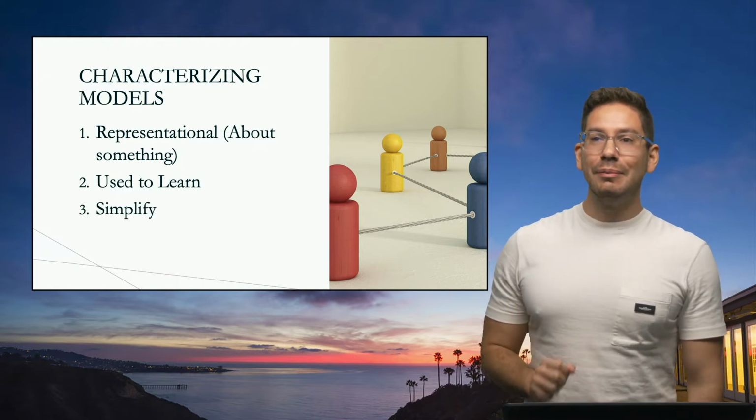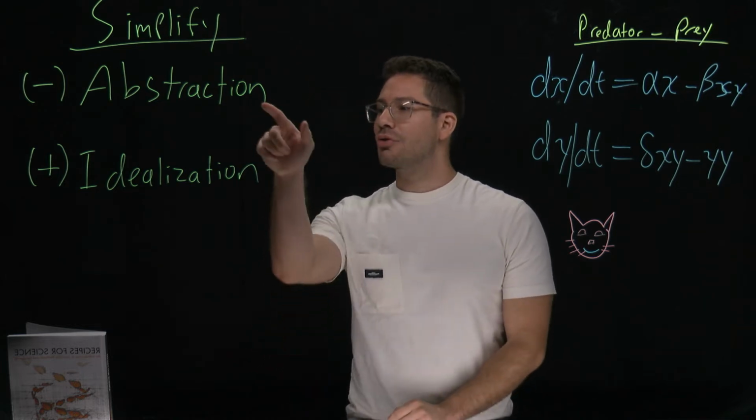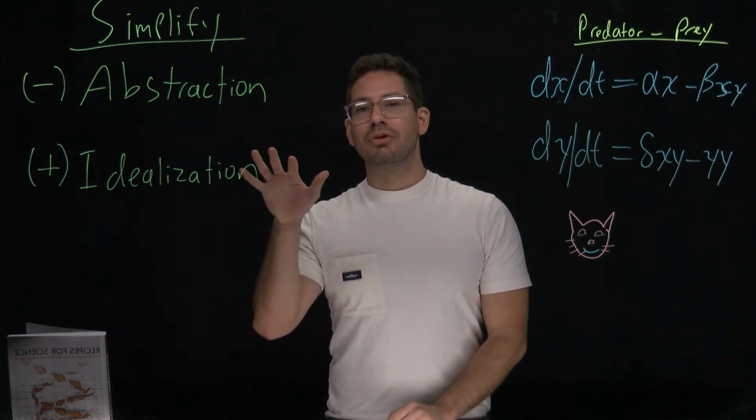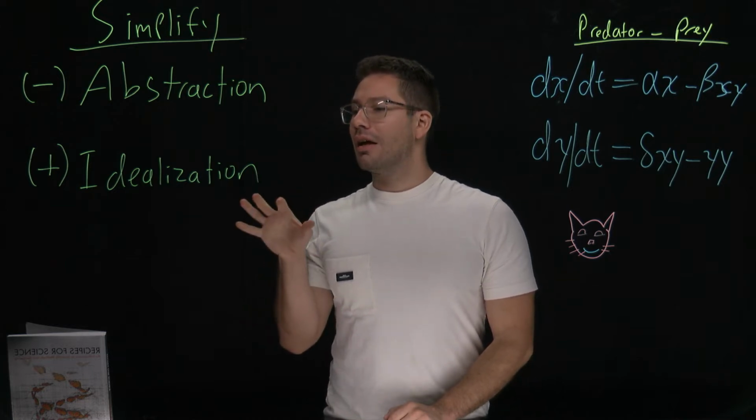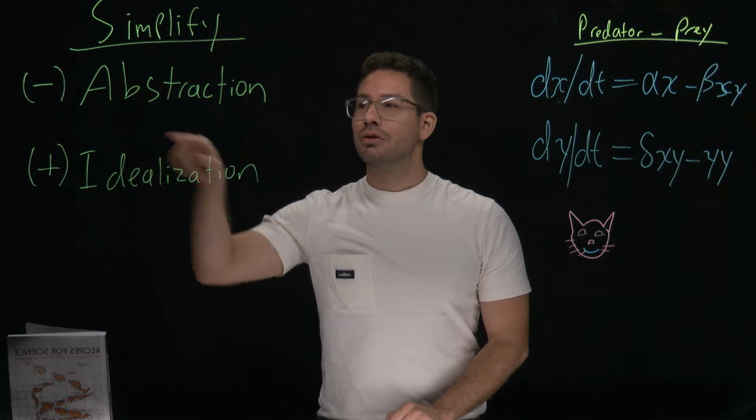And models also simplify. Quick side note on simplification, there's two ways that models simplify: by abstraction and idealization. Abstraction takes away something, idealization adds something. The way you might try to remember is abstraction sounds like subtraction.